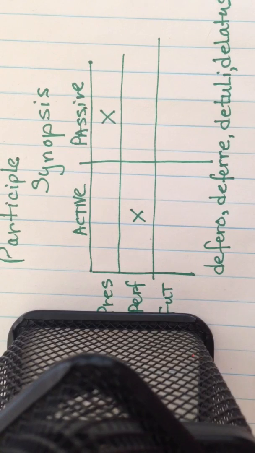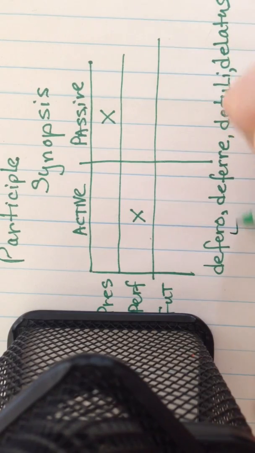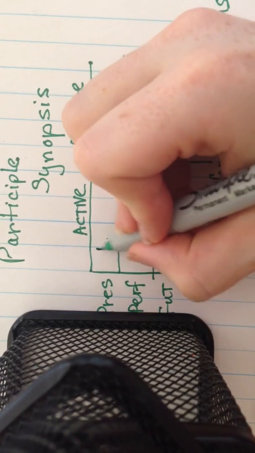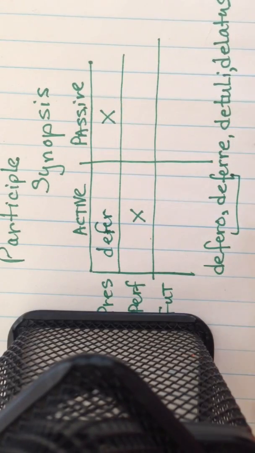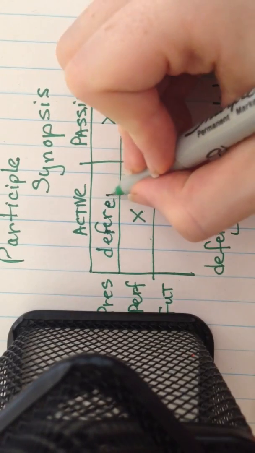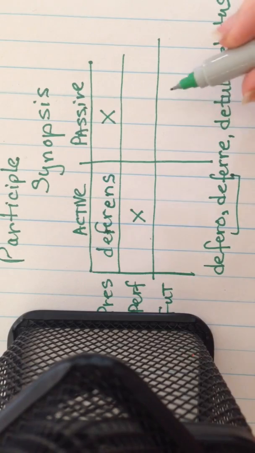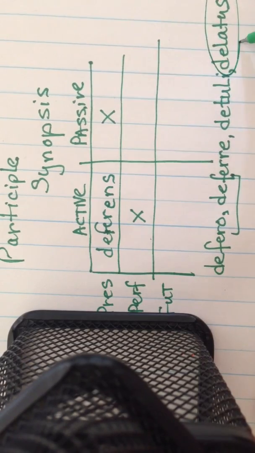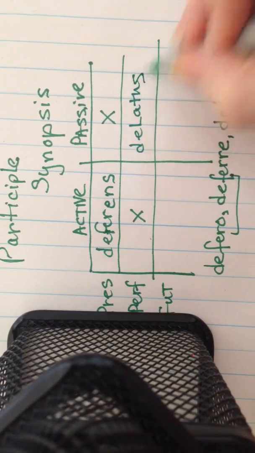To start, we're going to do our present active participle, which would come from your first or second principal part, and you're going to bring your stem up, defer. This verb is irregular, but we'll use the E as the connecting vowel and add the NS to get deferens. The perfect passive participle is your fourth principal part, so we'll just write that in here, delatus.